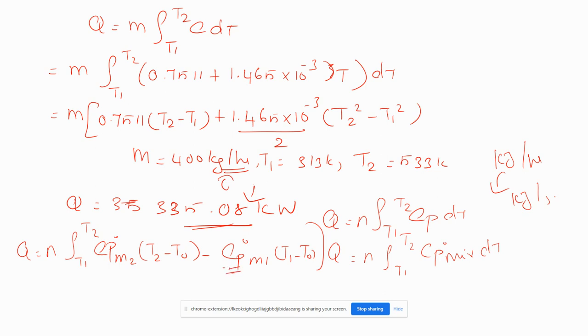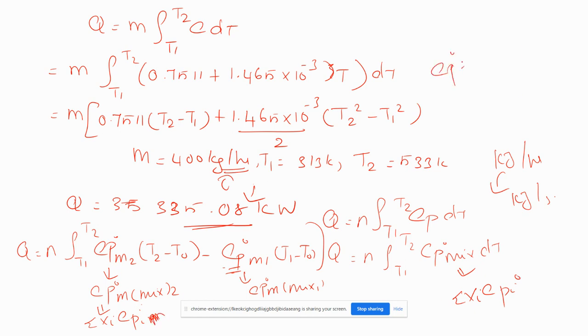Suppose there is a mixture of gases, this will become Cp naught M of mix 2, and this will become Cp naught M of mix 1. So this formula is sigma xi Cpi naught M, and here it is sigma xi Cpi naught M, here it is Cpi naught. And always the Cp naught value is in the form A plus BT plus CT square plus DT cube. Remember this always.